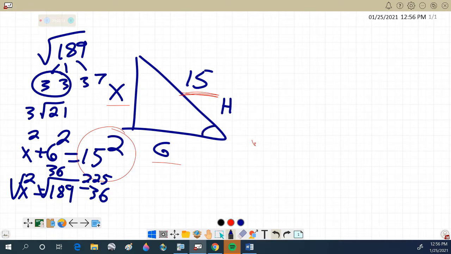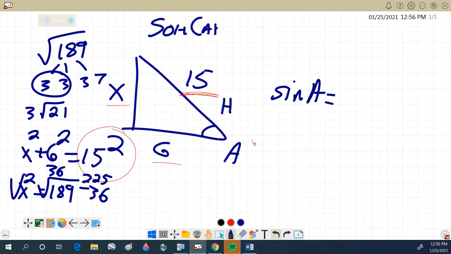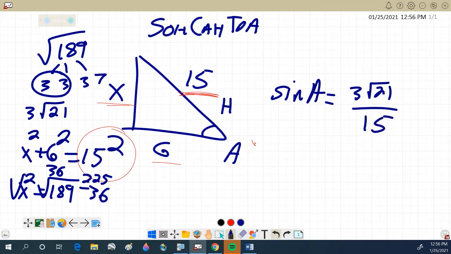So what if I called this angle A, and I asked, what is the sine of angle A? So, TOA. So it would be this divided by that, which is 3 root 21 over 15. That simplifies down to root 21 over 5. So the sine of A is root 21 over 5.